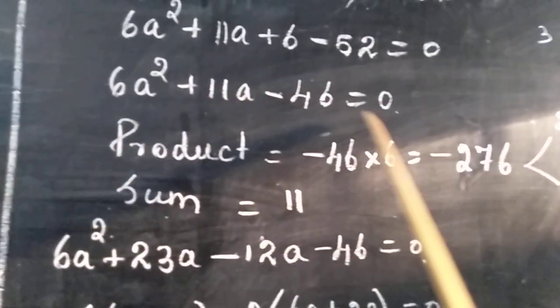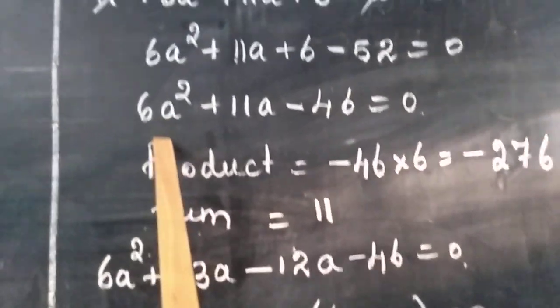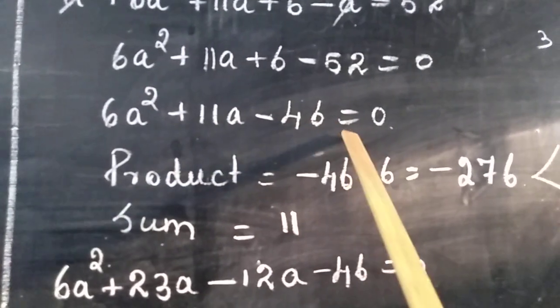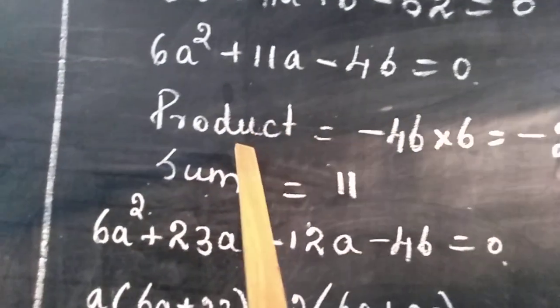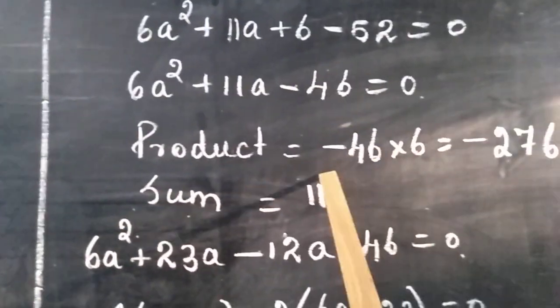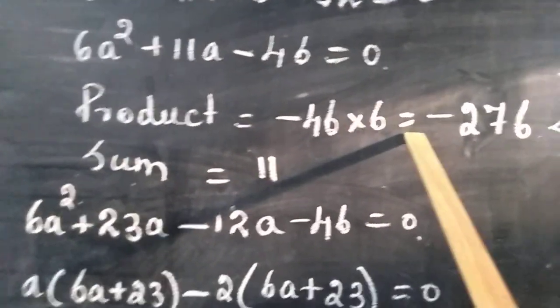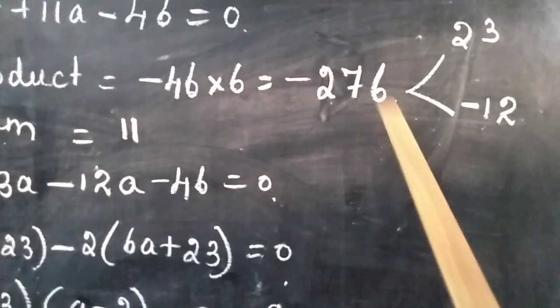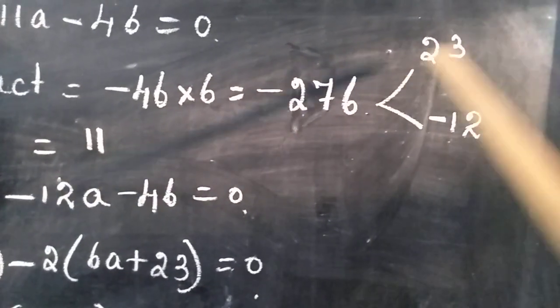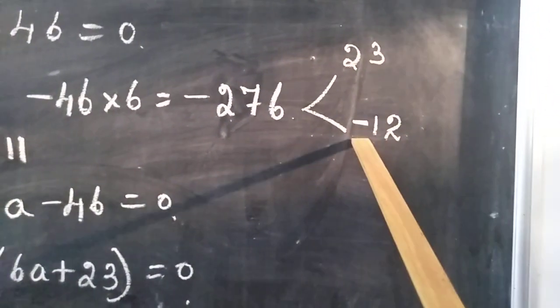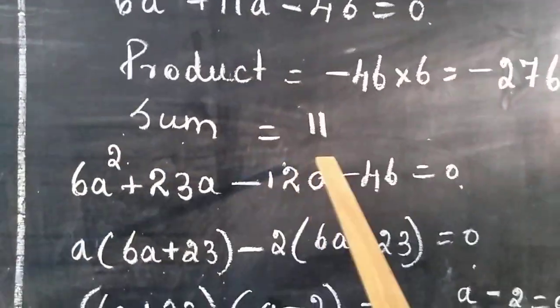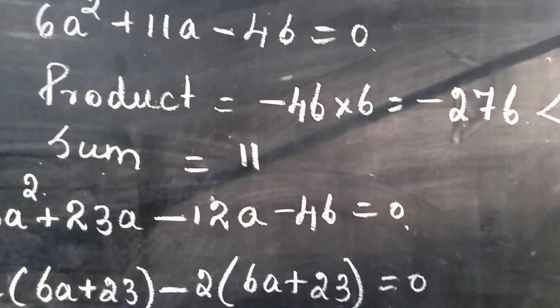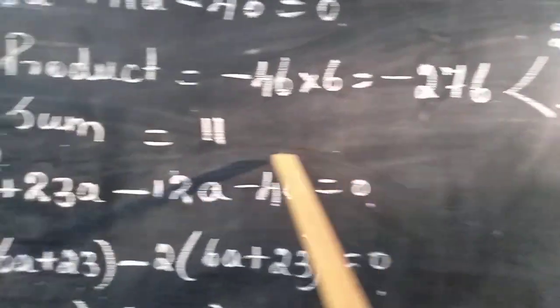Now if we subtract, we get the quadratic equation 6A square plus 11A minus 46 equal to 0. Now we are trying to find the factors of this quadratic equation. Here the product is 6 into minus 46, that is equal to minus 276. For this minus 276, if you multiply 23 into minus 12, we will get minus 276. Here in this equation, the sum is 11. If we add 23 and minus 12, we get 11.